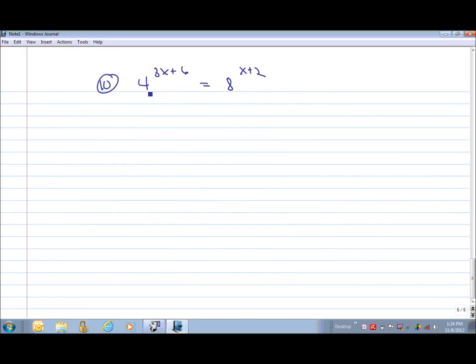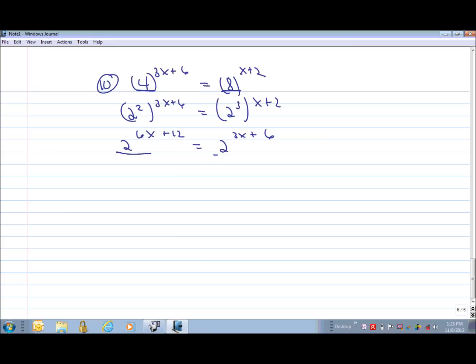Again, we need to change our base, and I believe we can make them both base 2. So 4 itself becomes 2 squared. It's still raised to the 3x plus 6. 8 becomes 2 cubed, and it's still raised to the 4x plus 2. All right, so if we multiply that out, we get 2 to the 6x plus 12 equals 2 to the 3x plus 6.